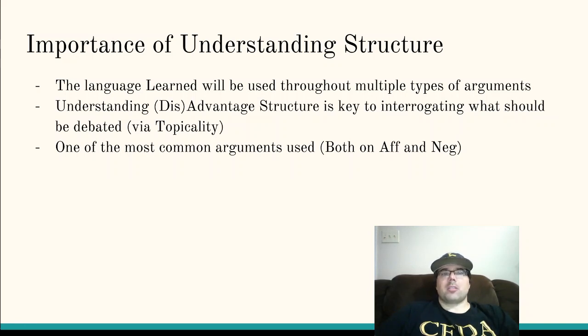in order to be able to understand what they mean in other contexts. The second reason why it's important to understand disadvantage and advantage structure is it's key to understanding what should be debated. Link arguments usually determine what type of things we should be learning about in debate topics, and also help determine what is a competitively equitable division of ground inside of debate.